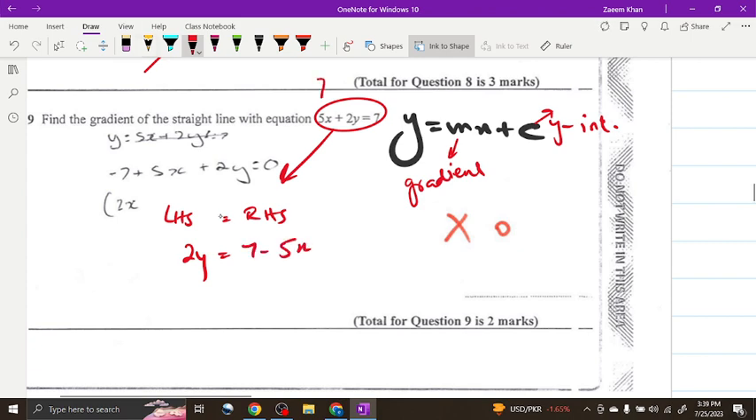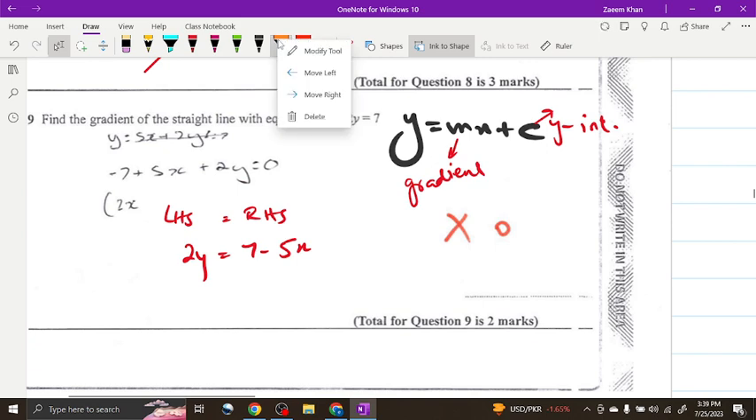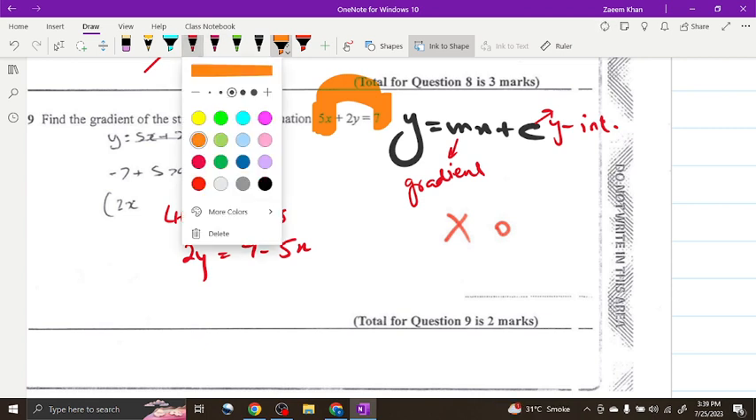Why did we do that? We're trying to isolate y, so we threw the 5x on the other side. So we're left with 2y is equal to 7 minus 5x. How do we get rid of this 2?